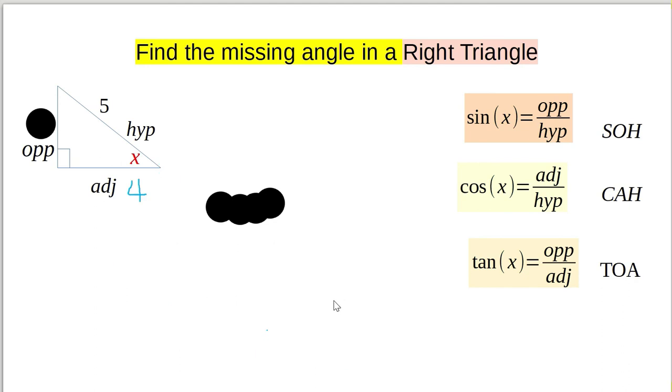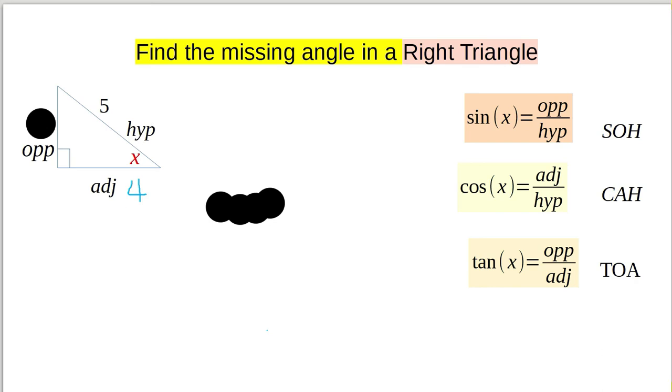The last thing I would like to look at is, you have a right triangle again. You have the adjacent side, you have the hypotenuse, and they tell you to look for the opposite side. It could be also you have the hypotenuse, you have the opposite side, you have to find the adjacent side. What you can do here is to use the Pythagoras Theorem.